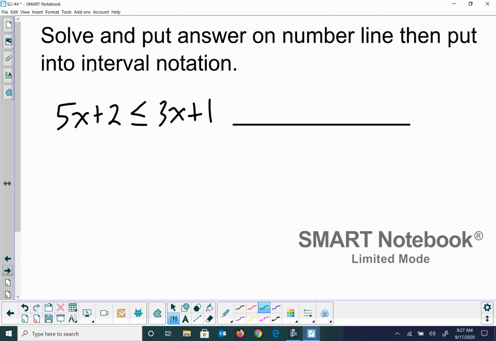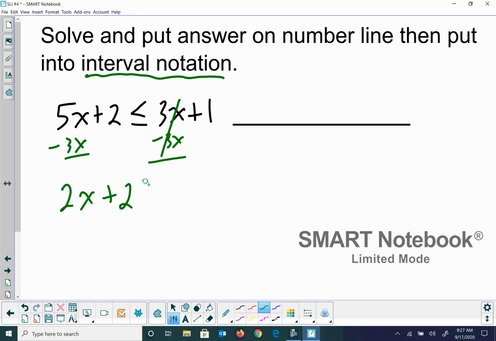All right, now we're going to incorporate something called interval notation. So we're still going to use the number line, but we're going to talk about interval notation. So let's go ahead and solve this problem. I'm going to subtract 3x from both sides. So those cancel. That gives me 2x plus 2 is less than or equal to 1. Subtract 2. Those cancel.